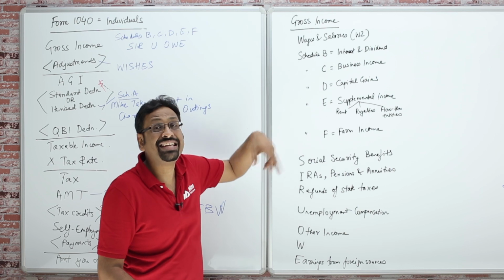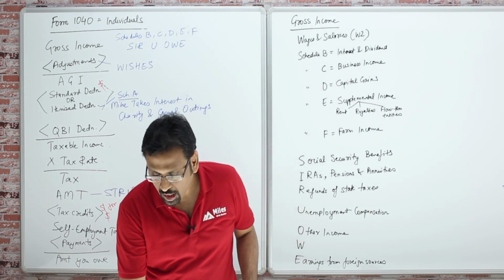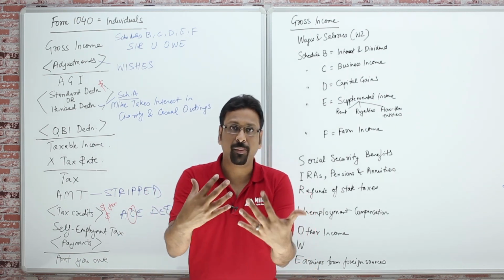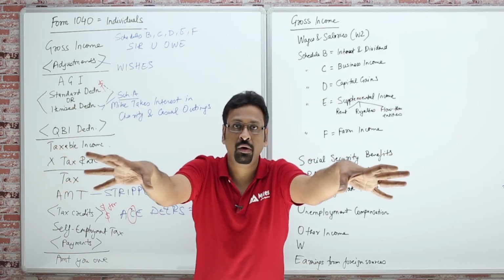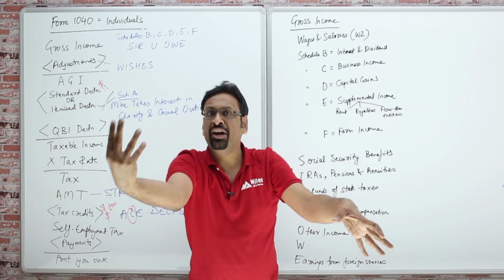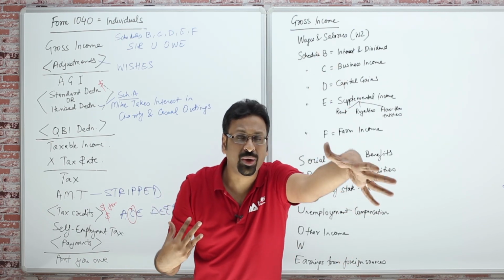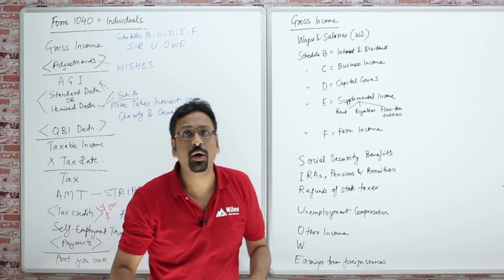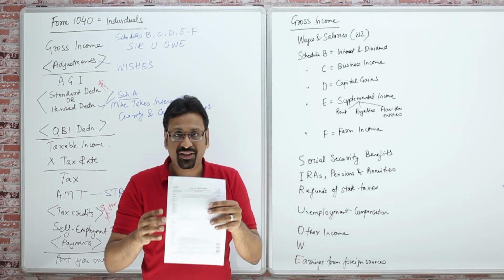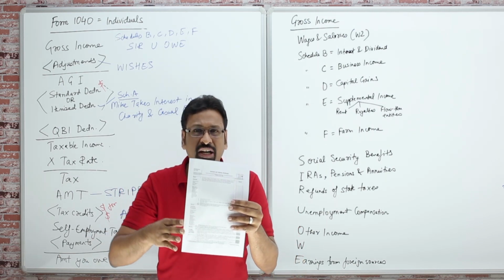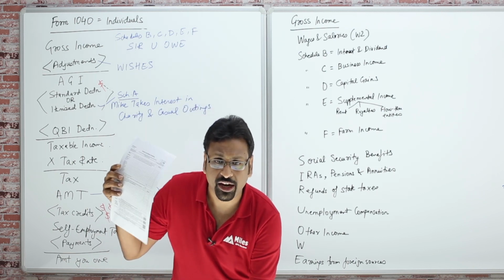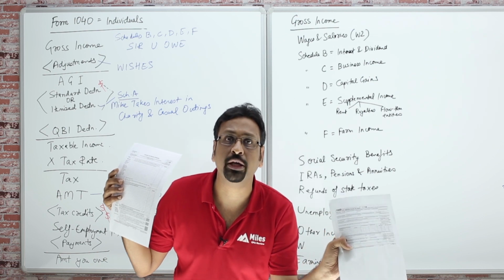Next, we have Schedule B. So let's say you have some extra money, and you invested the extra money into bonds and stocks. From bonds, you get interest income. From stocks, you get dividend income. All of that goes onto your Schedule B. So Schedule B has a section for interest, a section for dividends. You total all of that out, and the total then flows into your form 1040.